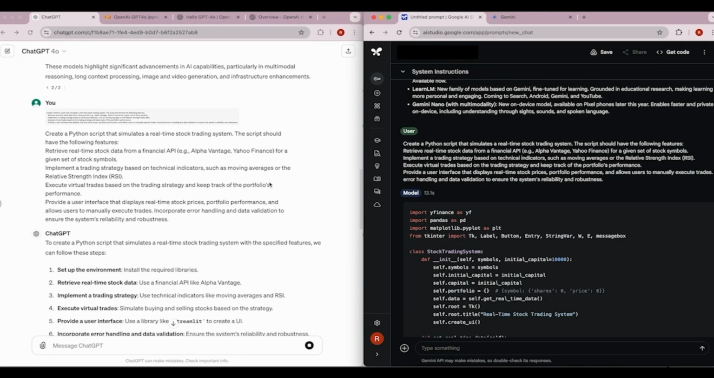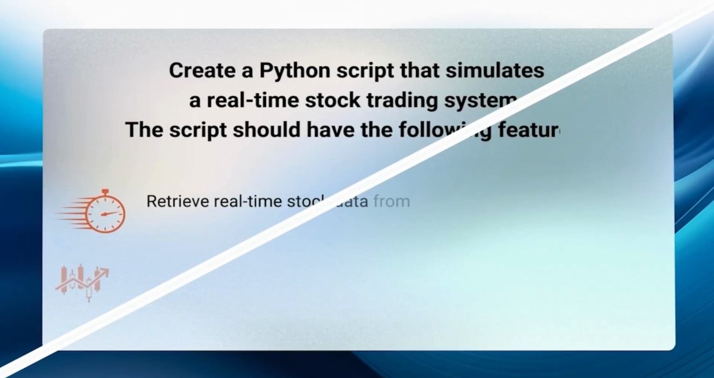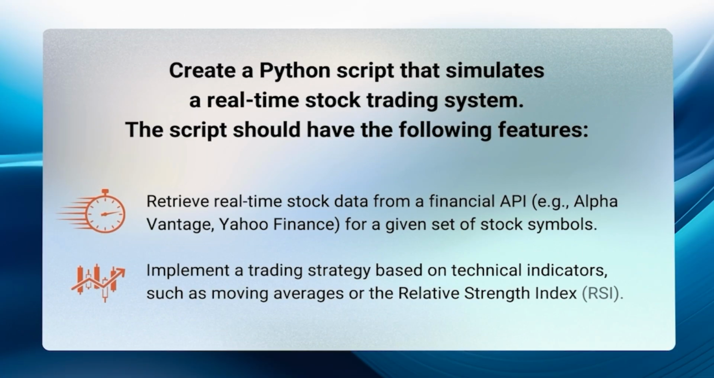Okay, just to highlight the problem statement, we are asking both the models to create a Python script that simulates a real-time stock trading system. The script should have the following features: retrieve a real-time stock data from the financial API for a given set of stock symbols. There are a bunch of financial APIs they have mentioned.